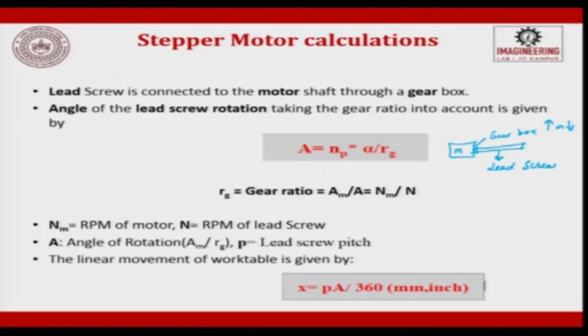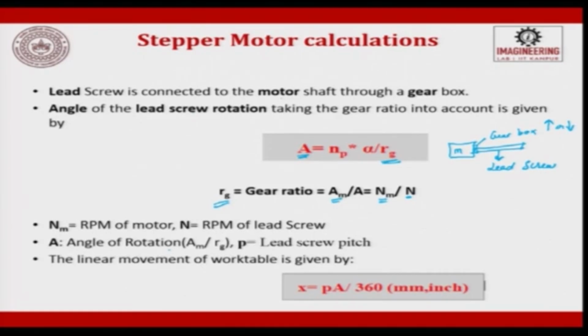The angle of the lead screw rotation, taking the gearbox ratio into account, is given by A, which is nothing but Np into alpha divided by Rg. What is Rg? Rg is the gear ratio. Gear ratio can be Am by A or Nm by N. What is Nm? Nm is the RPM of the motor, N is the RPM of the lead screw. So, you can try to get the gear ratio.